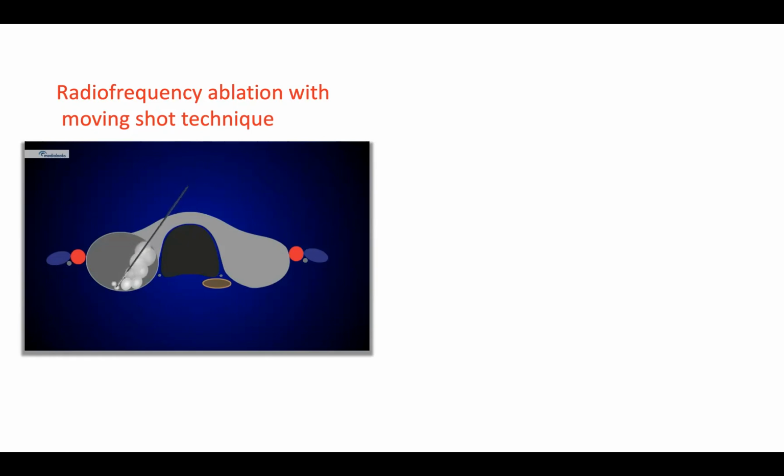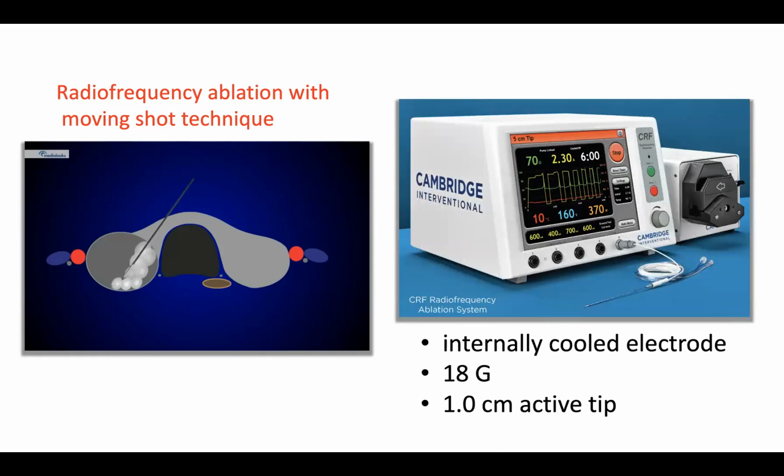For the procedure, we used this new, very good radiofrequency machine, Cambridge Interventional. The machine uses internally cooled electrodes, 18 gauge in size for the thyroid ablation. And we selected for this specific case a 1.0 centimeter active tip in order to be able to move quite freely inside the large nodular mass.